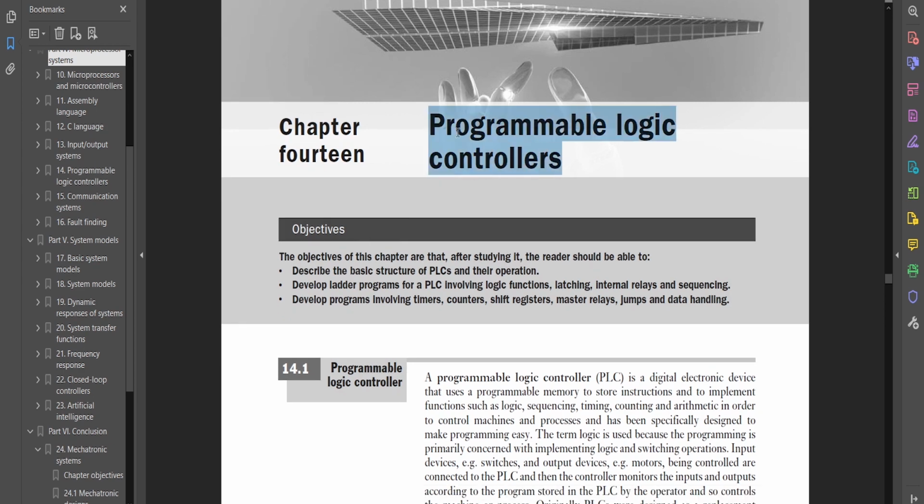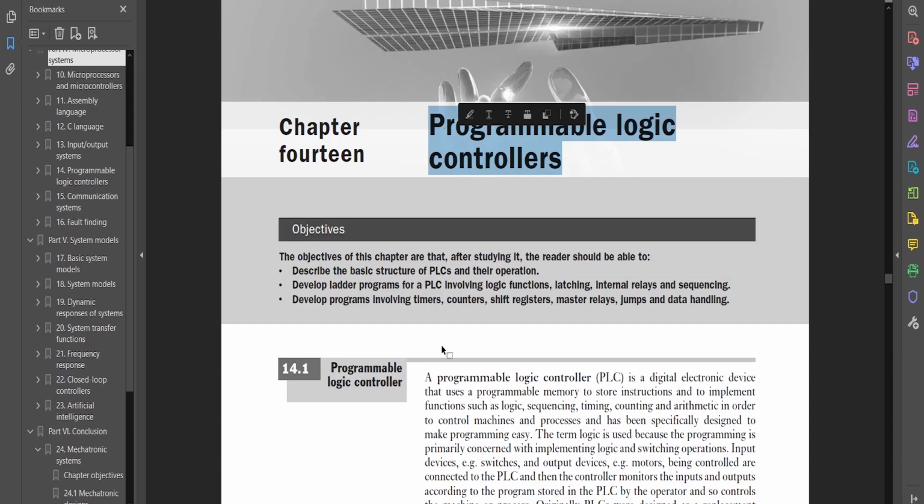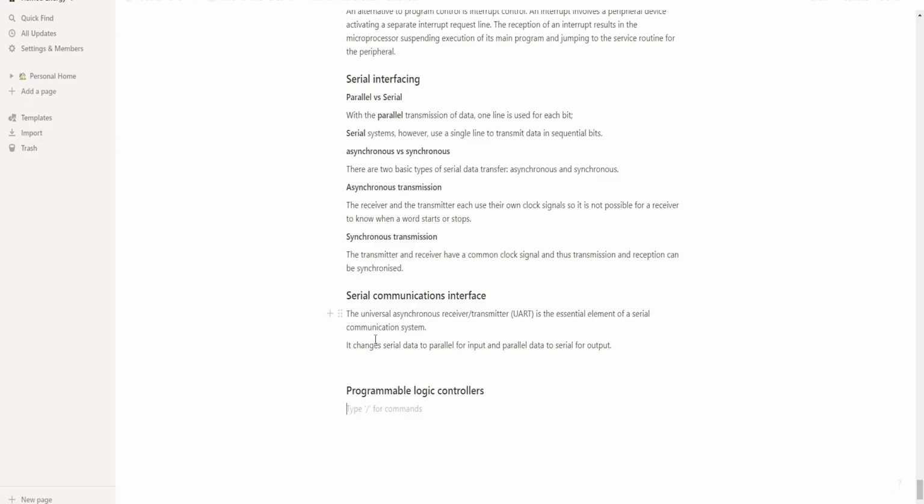Okay, so we're moving on to programmable logic controllers now, which is one of the things that I've been looking forward to since I started going through this book. Okay, so programmable logic controller. And copy that in. Let's get rid of that actually.